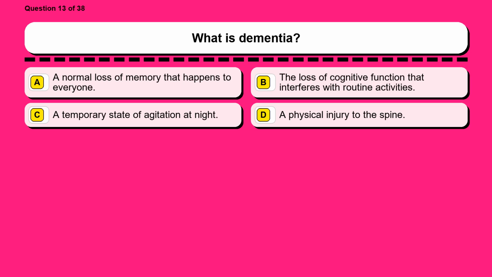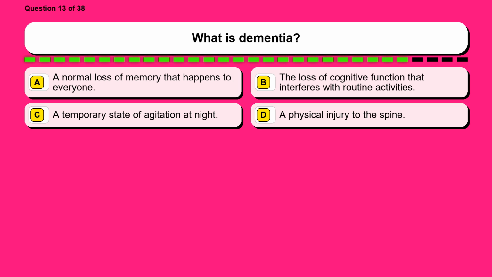Question 13. What is dementia? Option A. A normal loss of memory that happens to everyone. Option B. The loss of cognitive function that interferes with routine activities. Option C. A temporary state of agitation at night. Option D. A physical injury to the spine.